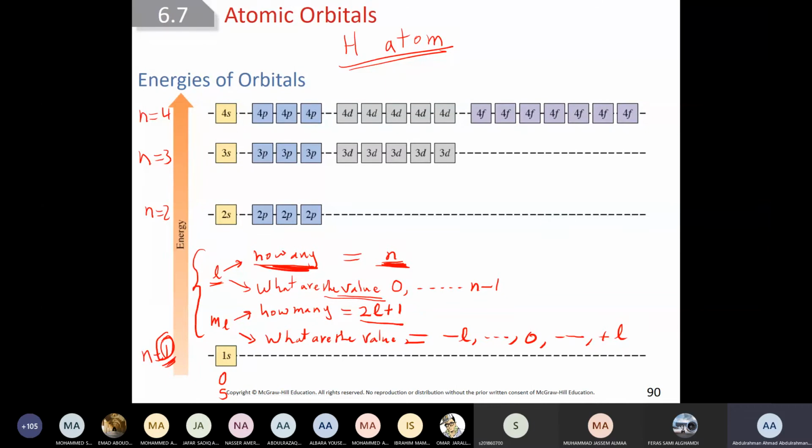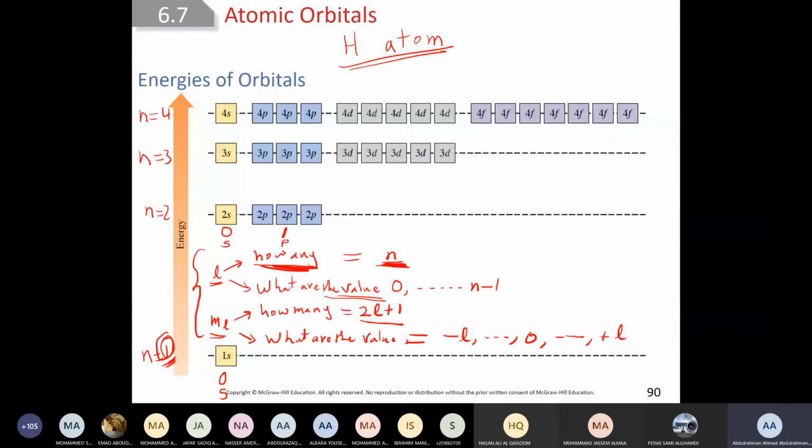How many L are there? 2. Exactly 2. What are the values? 0 and 1. Exactly. What's the other name instead of 0 and 1? How can we put another name? S and P. Now we go to ML.